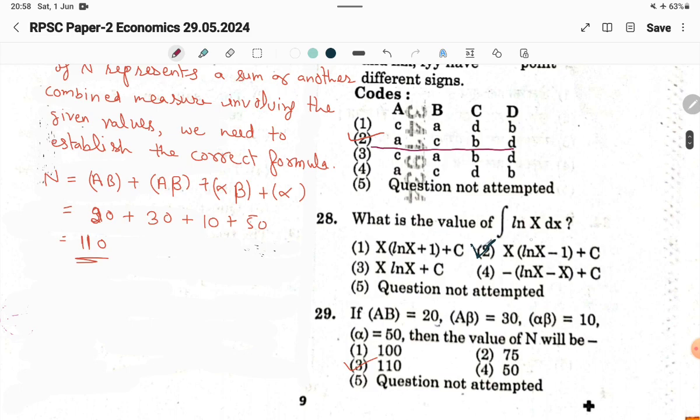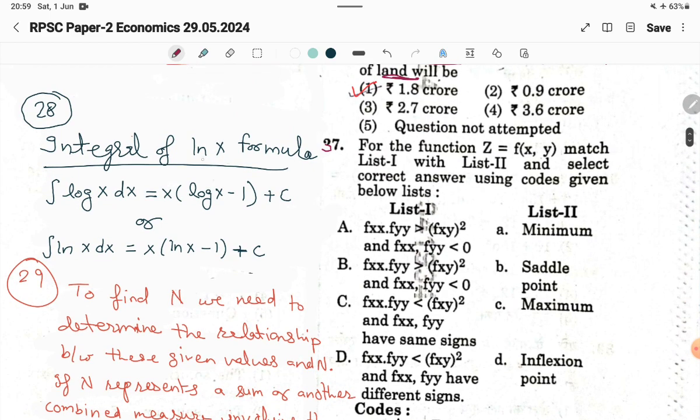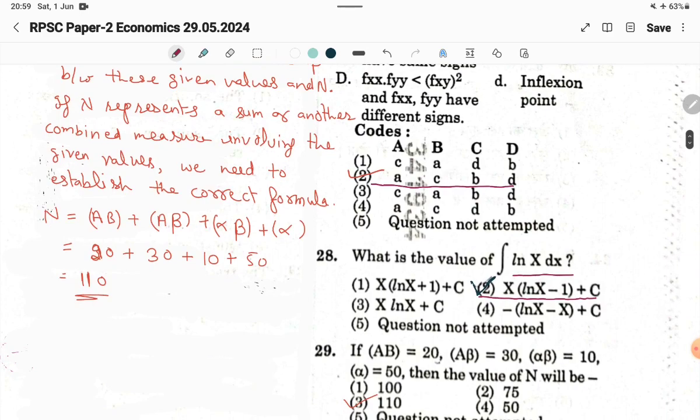What will be the value of integration of ln x dx? So it should be the second option. There is a little bit of explanation. The integral of log x dx is equal to x log x minus 1 plus c constant, and that was for simple log; for natural log, integration of ln x dx is equal to x multiplied by ln x minus 1 plus constant. So this is the answer for the 28th question.